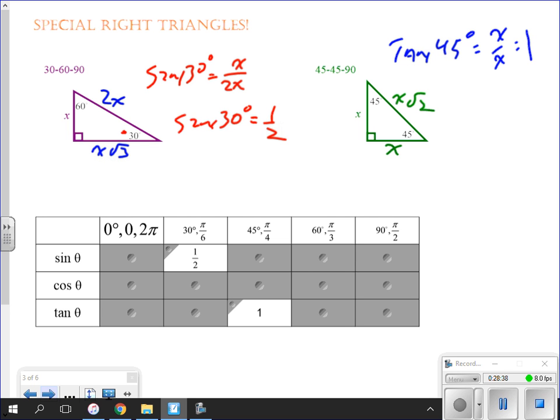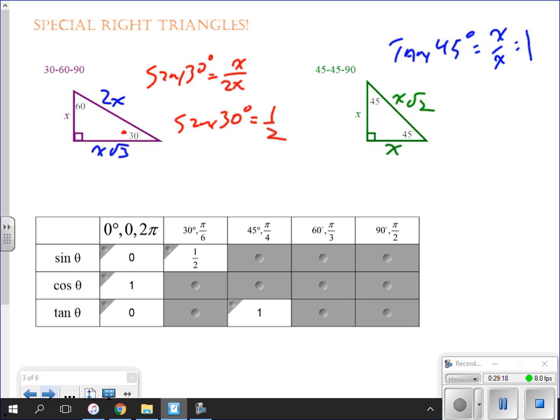Using your right triangle trigonometry, remember, it doesn't matter how long these sides are, the ratios are always the same. We can come up with these standard angle measurements. So for 0, because if my angle measurement is 0, and we'll see this more when I talk about the unit circle, the sine of 0 is 0, the cosine of 0 is 1, the tangent of 0 is 0.